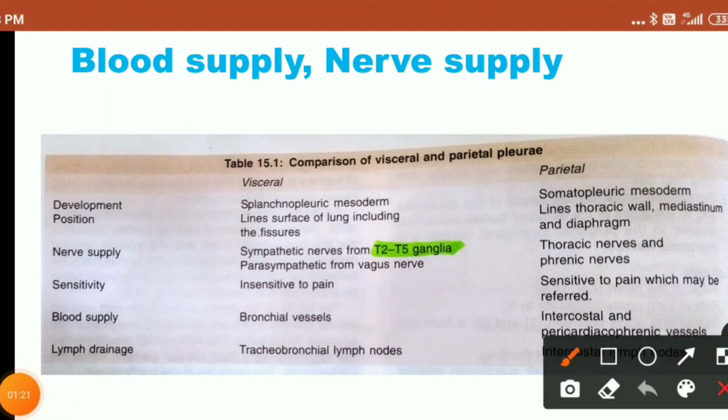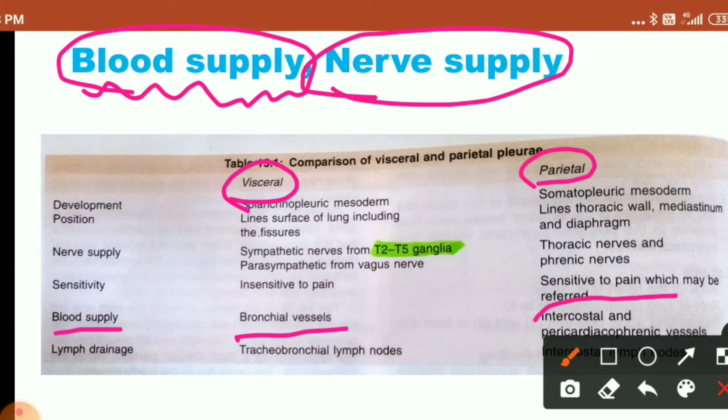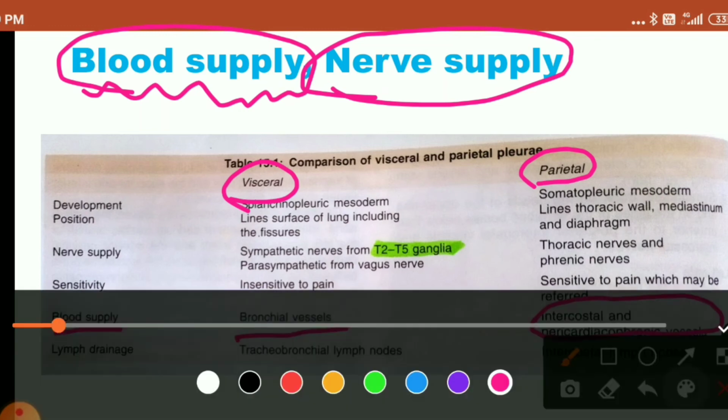Finally, we come to the blood supply and the nerve supply. So have a look at the blood supply. The blood supply of the visceral pleura is with bronchial vessels, the same blood supply as the lungs, and the parietal pleura by intercostal and pericardiophrenic vessels. So the blood supply of visceral pleura coincides with the viscera, that is lung. On the other hand, the blood supply of the parietal pleura coincides with the thoracic wall. Okay.